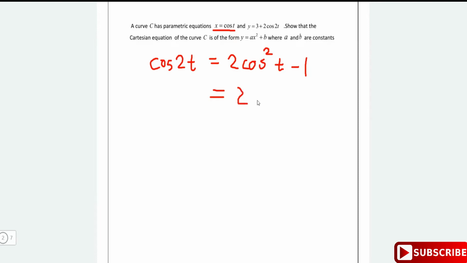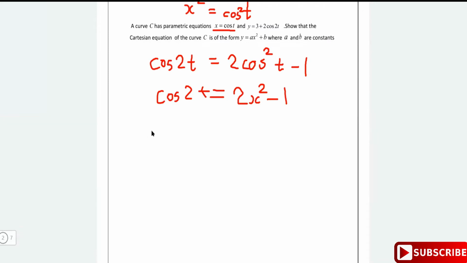So cos 2t is actually 2x squared minus 1. Again, why is that? Because if x is cos t, then x squared must be equal to cos squared t. And if x squared is cos squared t, we can replace cos squared t with x squared. So cos 2t is 2x squared minus 1.